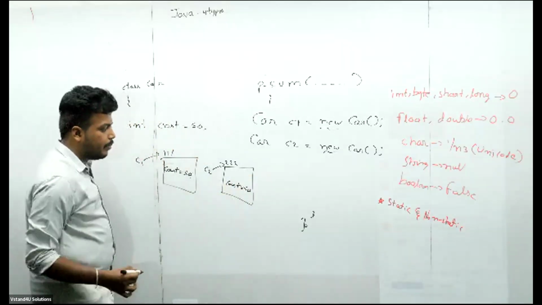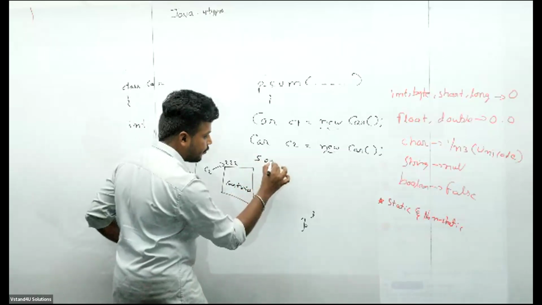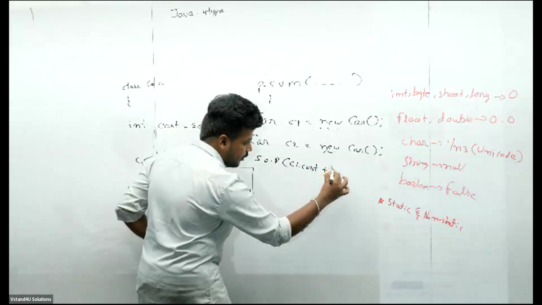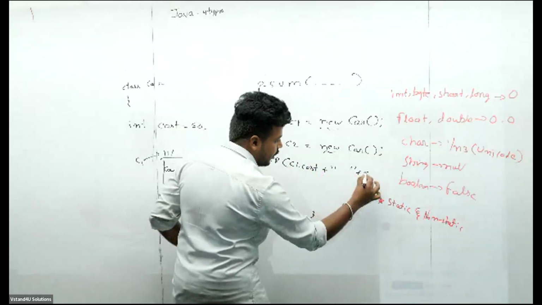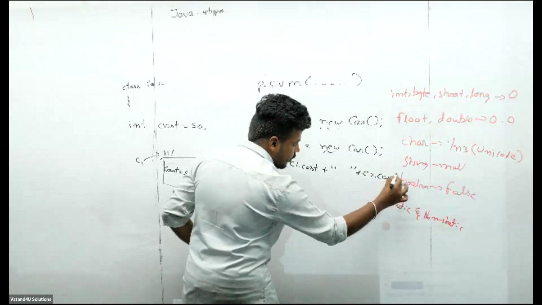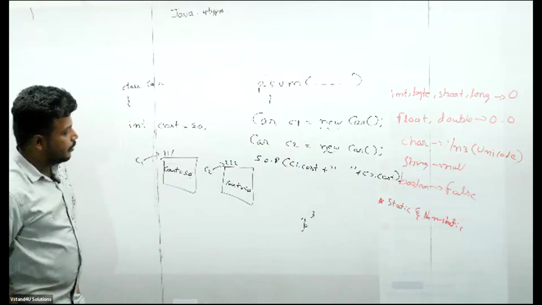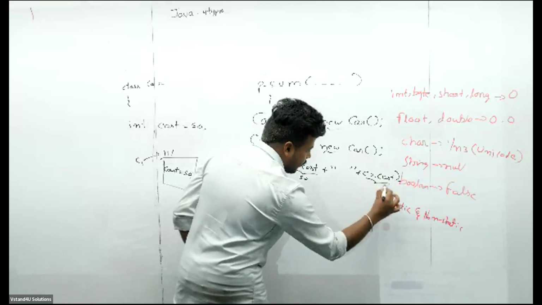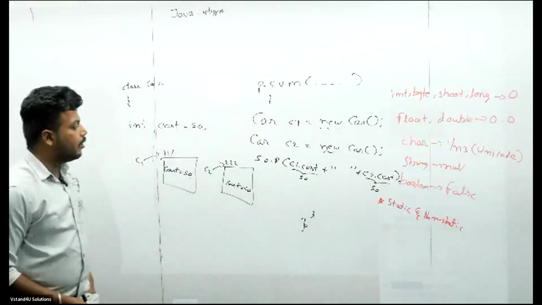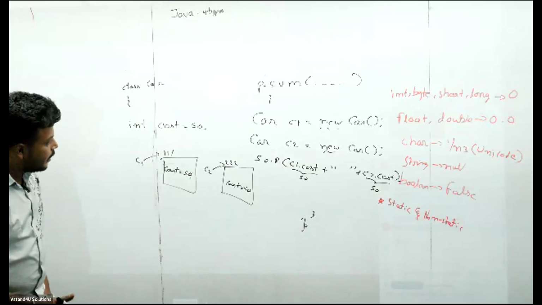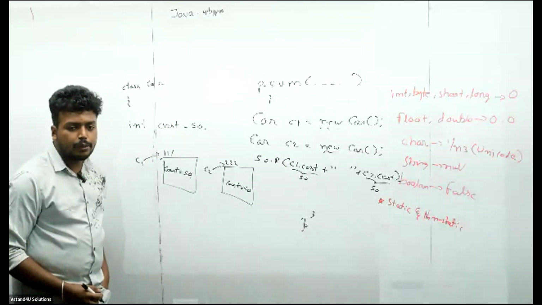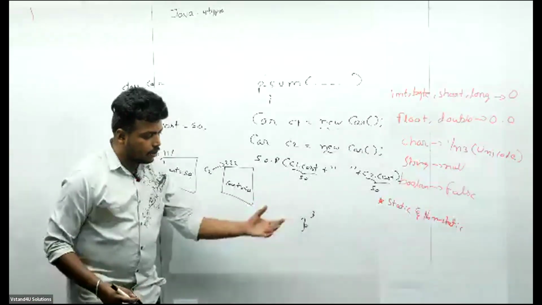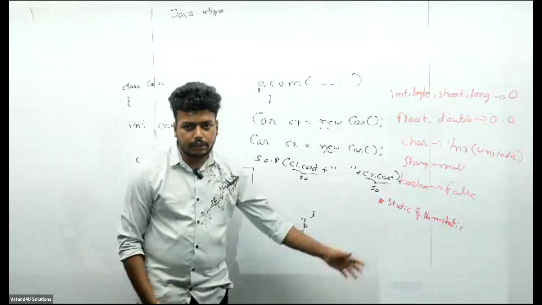How to print in the same line? SOP, C1 dot cost plus empty space plus C2 dot cost. What will be the output? 50. Can I reinitialize the value? How to reinitialize the value? Sir, it is showing C1 as 50 and C2 also 50. I need C2 as 100.